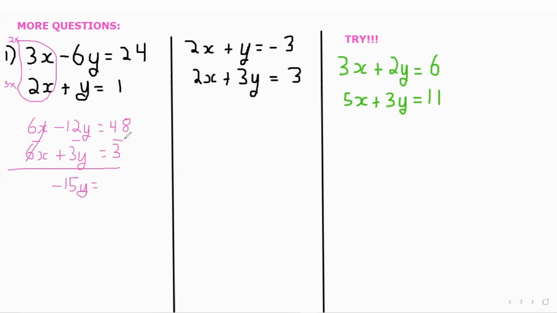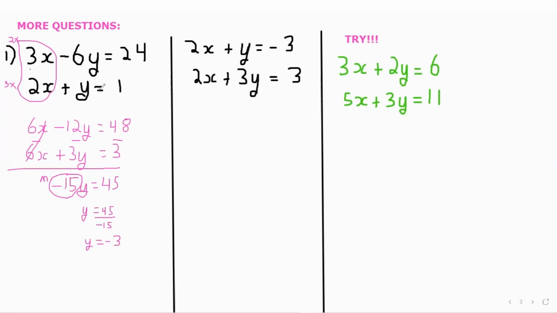And 48 subtract 3 is 45. So step 1, step 2, step 3 complete. Step 4, we need to get y by itself. So this operation here, this negative 15 is under multiplication, not subtraction, don't fall for the trick. So when you calculate this, you'll get y is equal to 45 divided by negative 15. So y will equal negative 3.